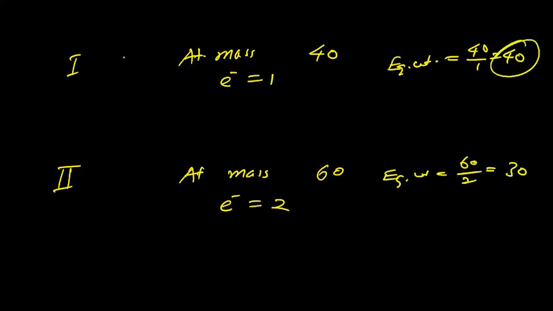Now in this case, the equivalent weight is higher here, which actually decides the amount liberated. So an element can have less atomic mass but higher equivalent weight than another which has higher atomic mass.